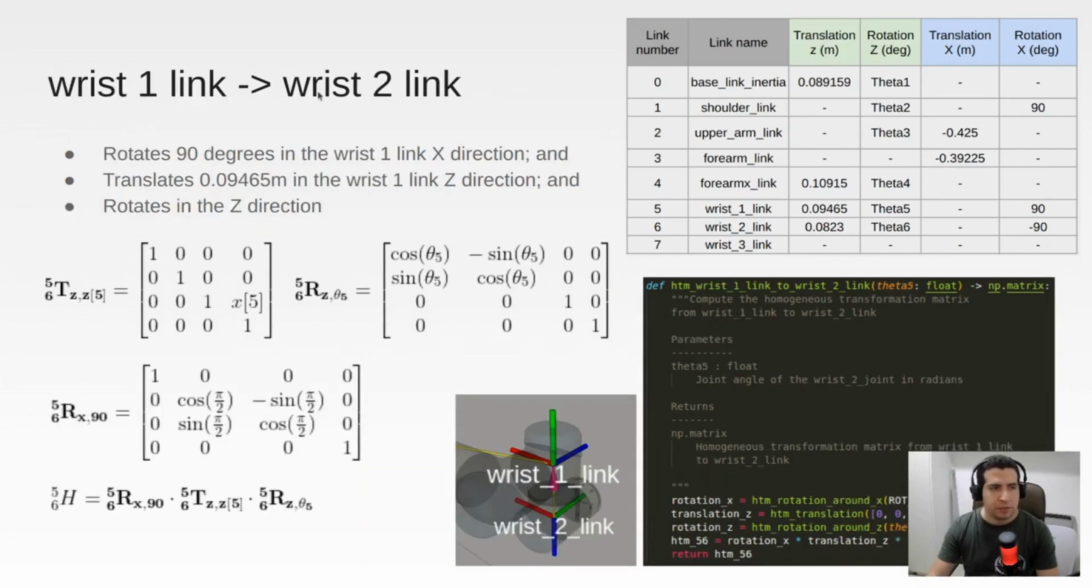From wrist1 link to wrist2 link, we have a rotation about X by 90 degrees. Then you translate by Z5 in the Z direction of wrist1 link, and then you rotate by theta 5 in the Z direction. So that's the relationship between wrist2 link, it's this number here, number 6, to wrist1 link, or number 5.